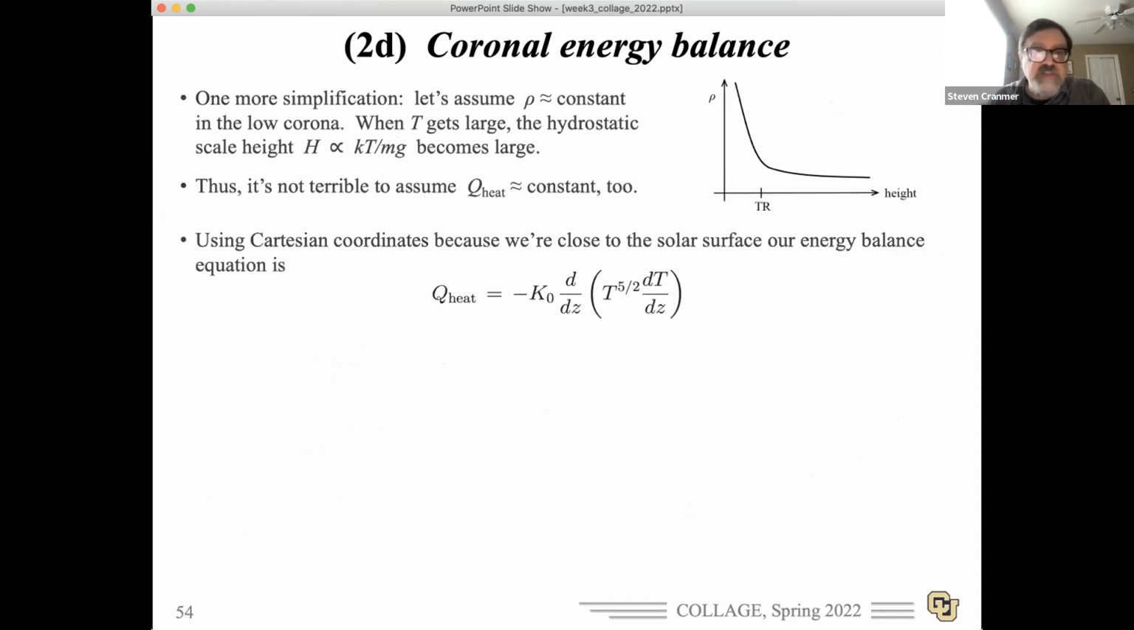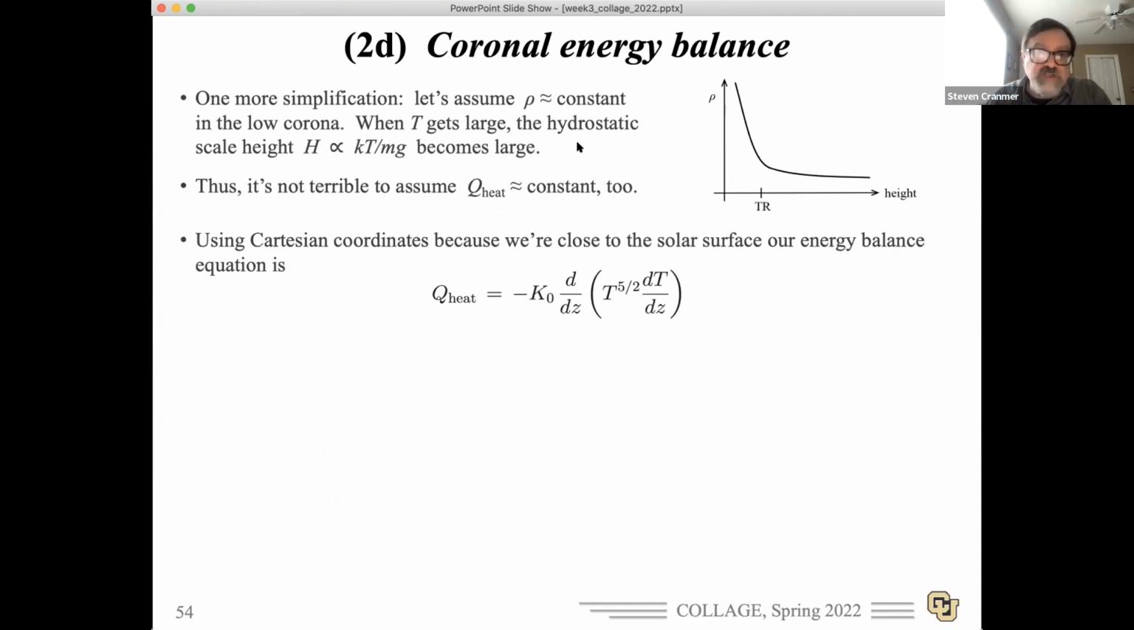Another simplification that I'd like to impose here is to just assume that the heating rate is a constant. Again, this is not something that Martens does. Martens has these alpha and beta exponents to look at the spatial variation of the heating. But let's assume that those alphas and betas are 0.